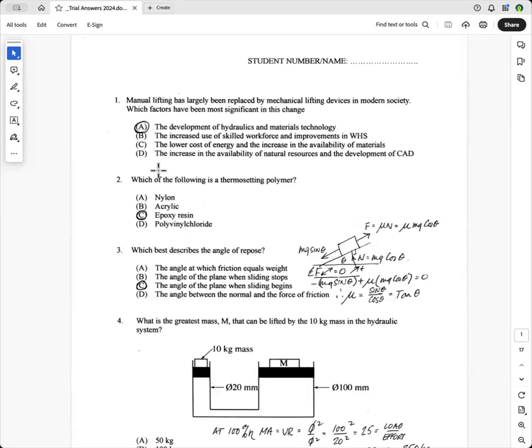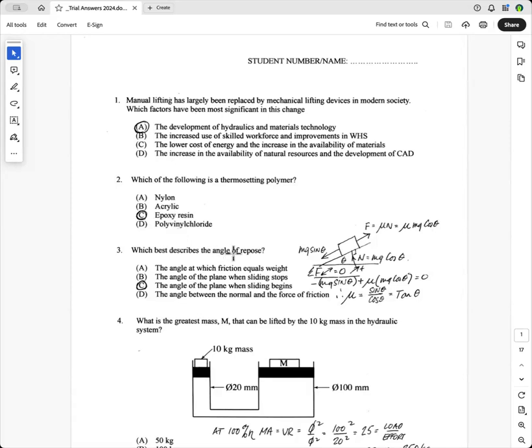Question 2, which of the following is the thermosetting polymer? Normally, you can see that any polymer where you need to mix a resin and a catalyst is a thermosetting polymer. And epoxy resin, as you know, is Araldite, and that's the thermoset. Nylon, acrylic, and polyvinyl chloride are all thermoplastic polymers. So this is the thermosetting one.